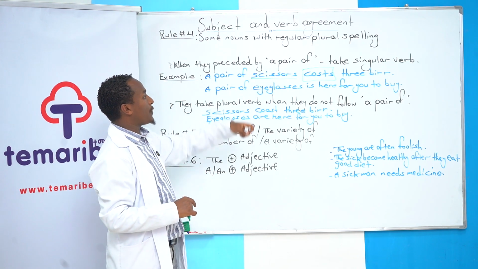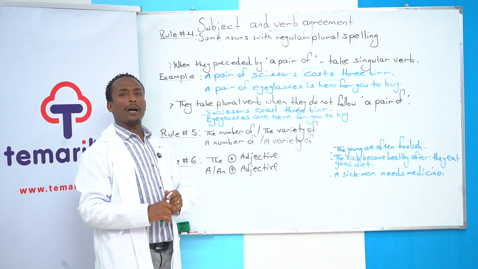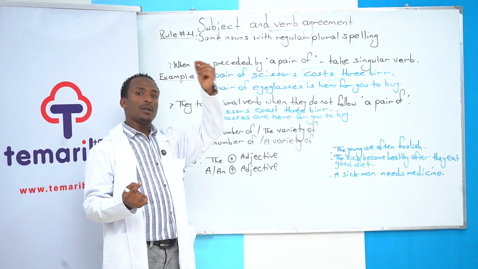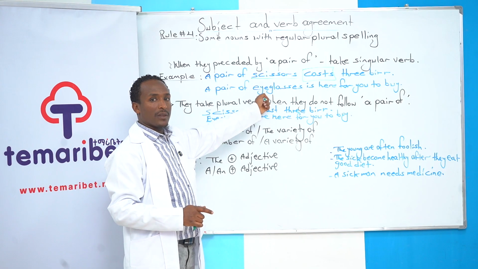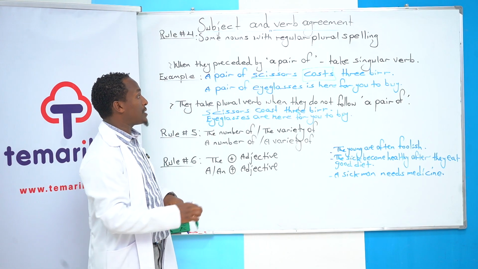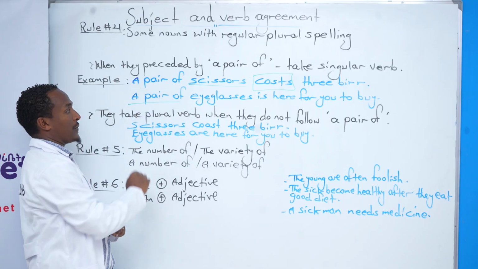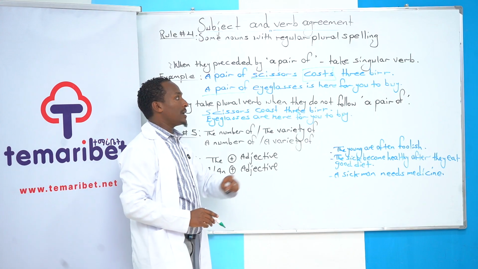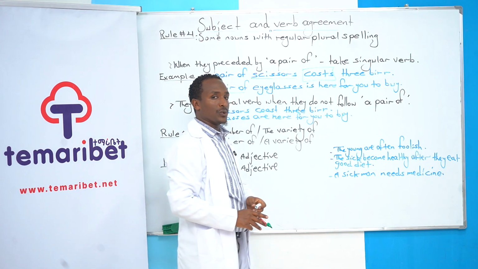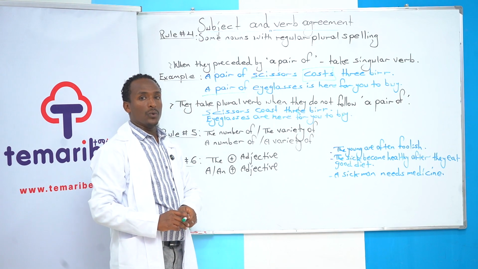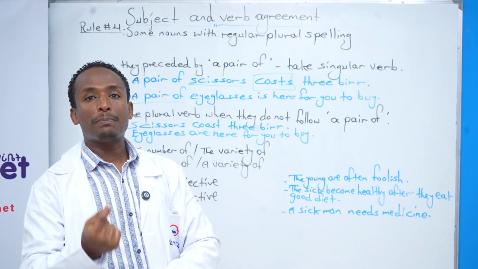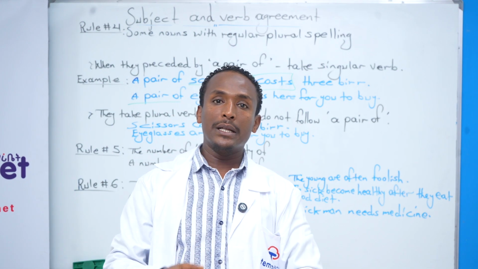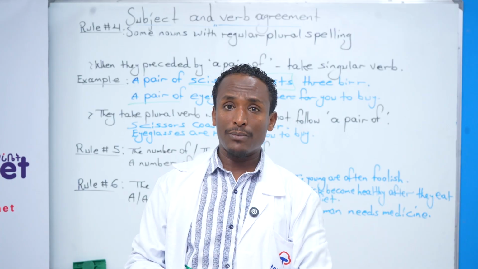What about a pair of eyeglasses? Are you talking about one or more than one of the given object? You are talking about one of the object. That is, a pair of eyeglasses is here for you to buy. So we add a pair of to the given plural spelling of a noun to make it a singular subject.